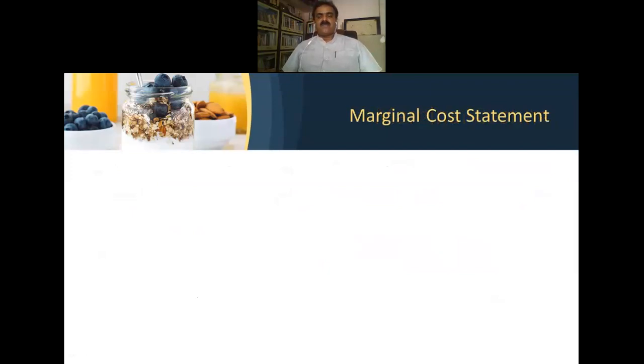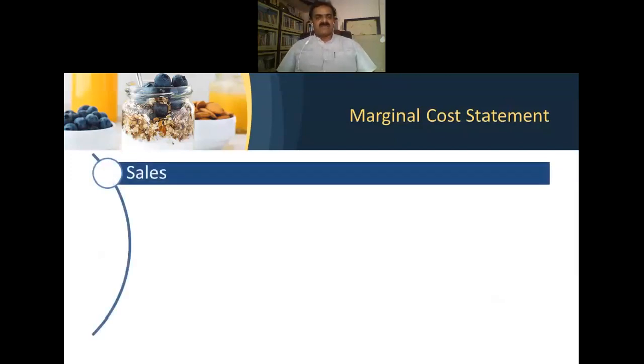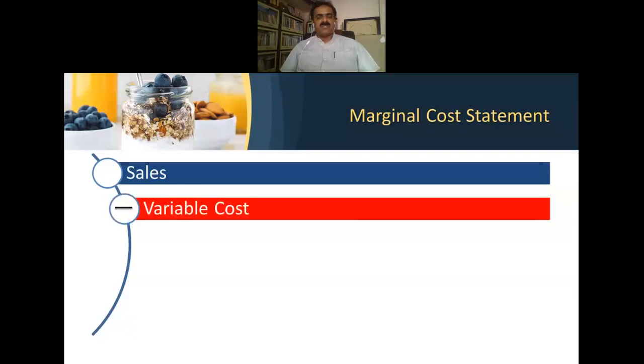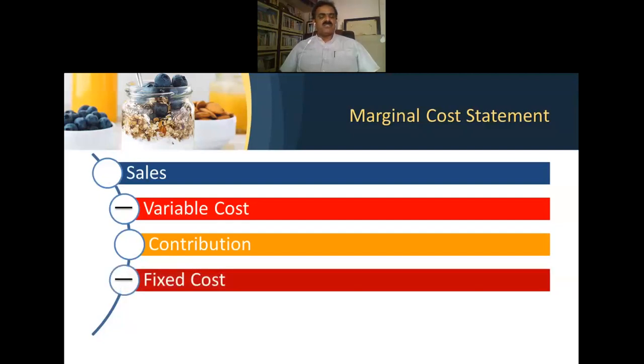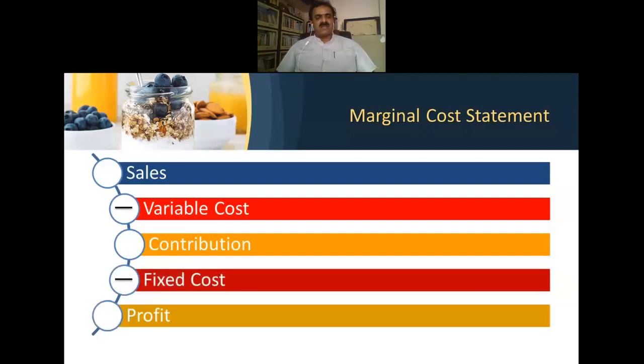Next, in order to identify any kind of marginal cost, one has to bifurcate the expenses into variable and fixed. For that we need to prepare a simple statement called the marginal cost statement. That statement goes like this. Take the sales volume as a base. From the total sales, deduct the variable cost portion. By deducting the variable cost portion, you arrive at the contribution. From this contribution, deduct the fixed cost portion. By deducting the fixed cost portion, you will get the profit.